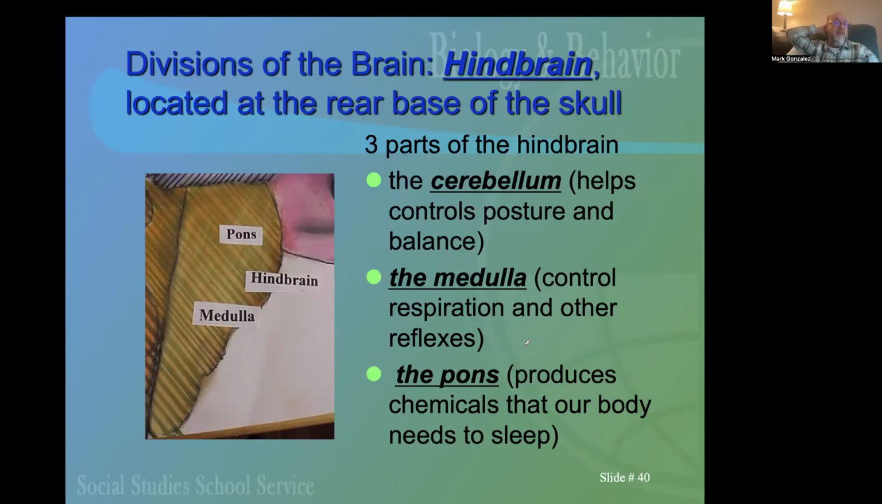They have found that when people have been injured or hit there pretty hard, they've noticed that they were having issues with posture and balance. Now we know that that part of the brain right there, the cerebellum, helps control posture and balance. There's the medulla that controls your respiration and other reflexes. So again, there's some issues with oxygen coming through there. And then there's the pons that produces chemicals that our body needs to sleep. So melatonin is found in that area where the pineal gland is and all that. So you'll be learning about that in the next unit.